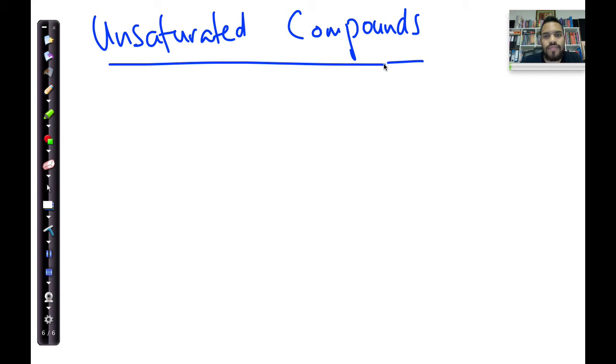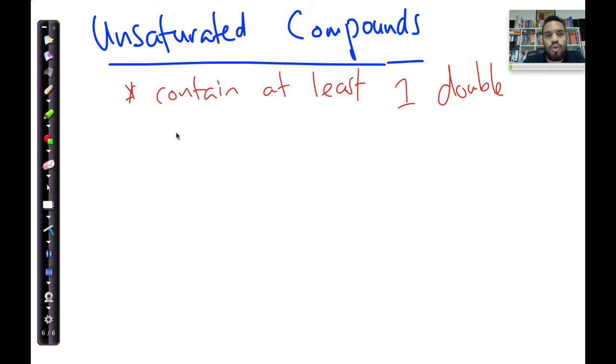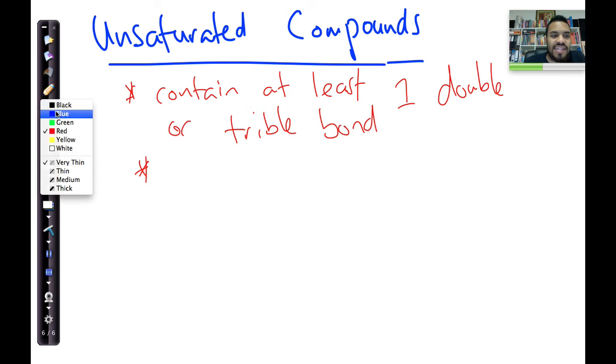compounds. Okay, let me get some red and let's actually try this thin pen again. So unsaturated compounds, when we have molecules that contain at least one double or triple bond, they are very reactive, right? More reactive than saturated compounds, and let's see why. We can say they contain at least one double or triple bond.